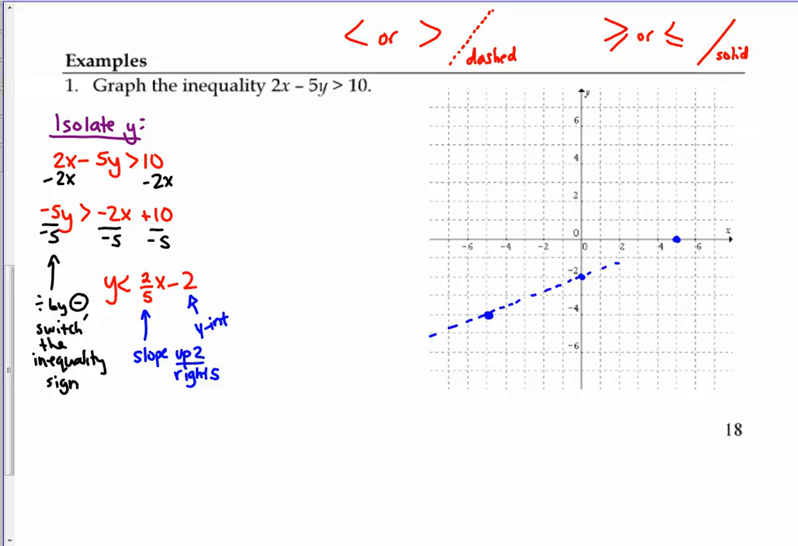So rulers would be helpful. I can give you a ruler during your exam if you need it.